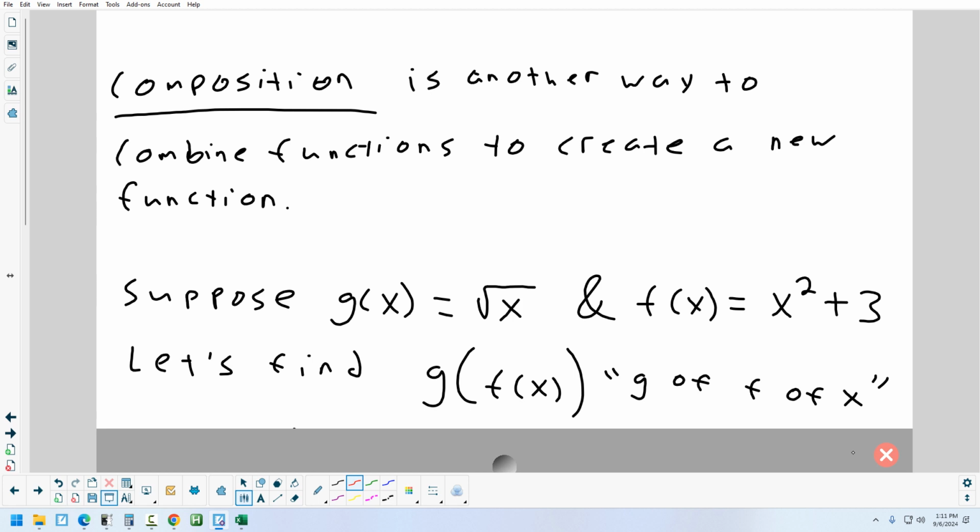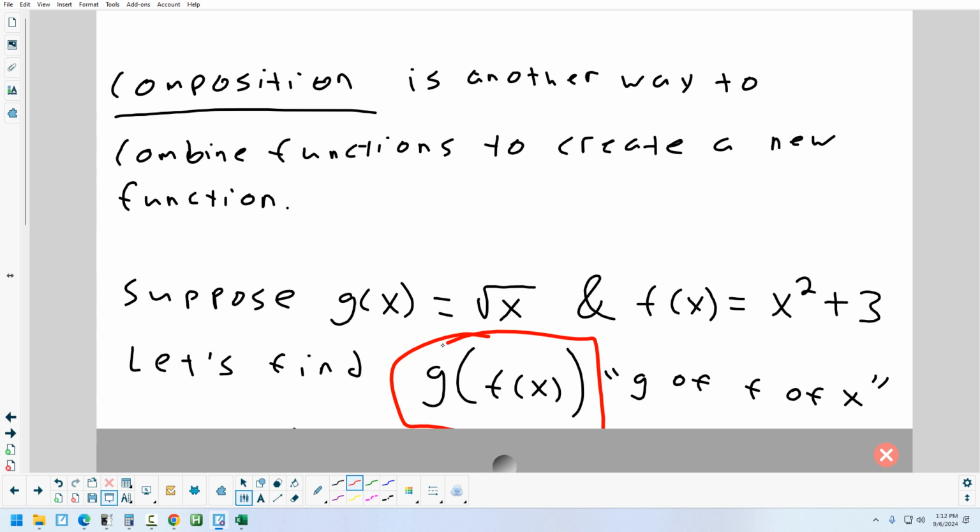Okay. So first of all, the notation. This is what it looks like when they want you to do a composition. Usually you see a couple letters there. G, and then each parenthesis, you read it like the word of. G of f of x.